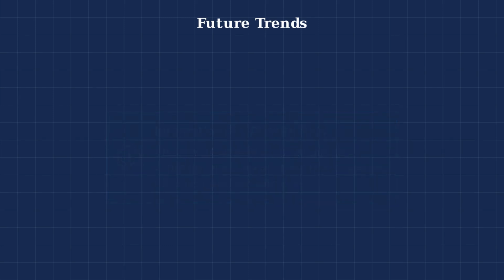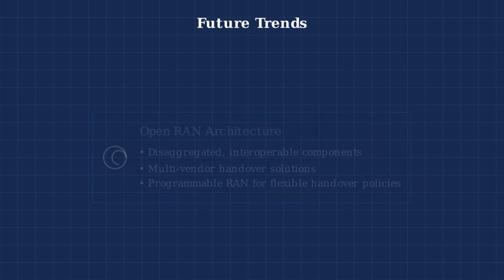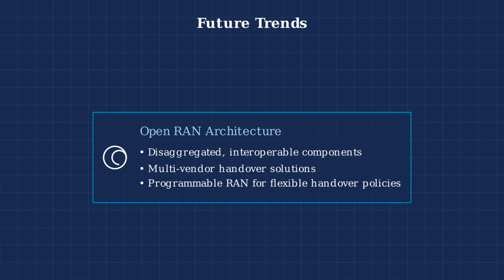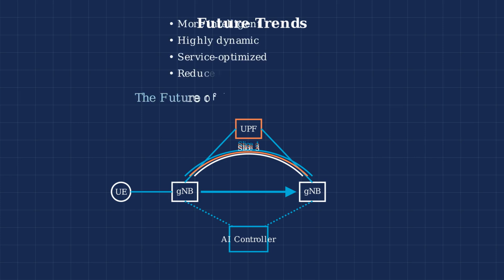Network slicing allows for customized handover policies per service type, with dedicated resources and optimized mobility management for each slice. Open RAN architectures support multi-vendor handover solutions with programmable interfaces for more flexible and innovative handover policies. These trends are converging to create an integrated, intelligent network that dynamically optimizes handover procedures based on real-time conditions and service requirements. The future of 5G handovers will be more intelligent, highly dynamic, service optimized, and with significantly reduced latency.